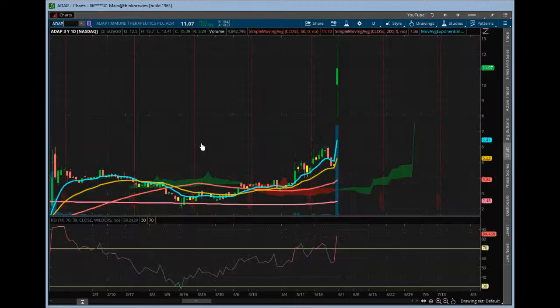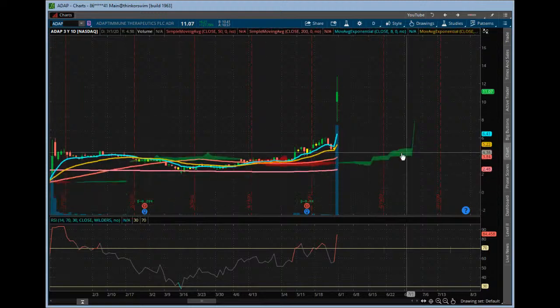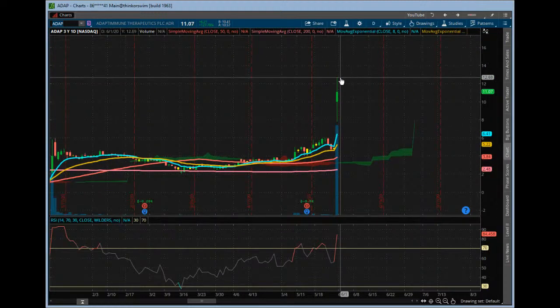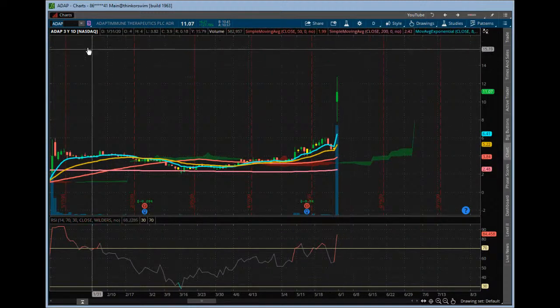ADAP, big candle, right? So let's see if this starts to form an A pattern, right? I would look for a breakout over to these highs, and then see if it gives you like a big red upper shadow or something like that for a pullback.